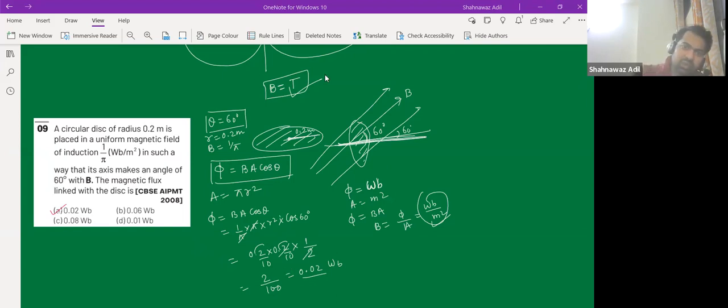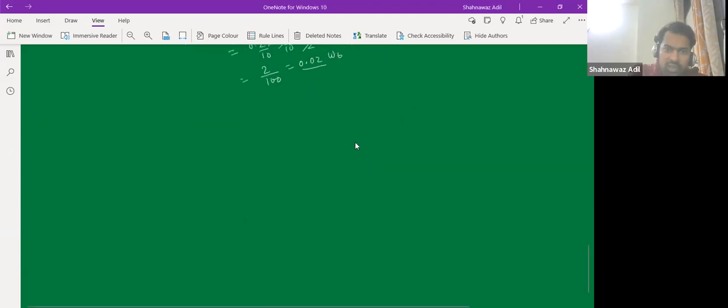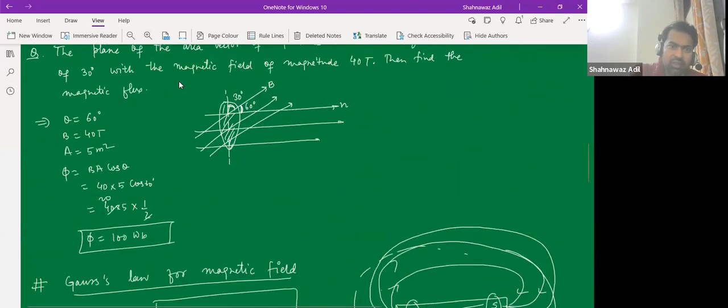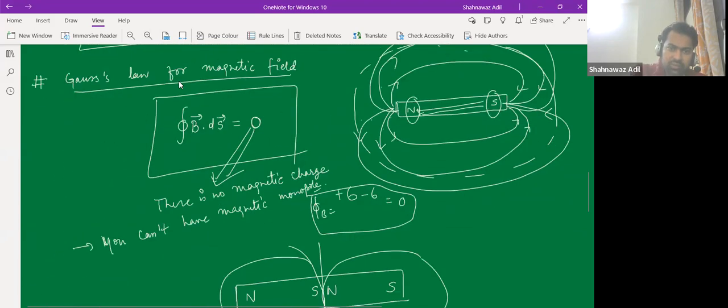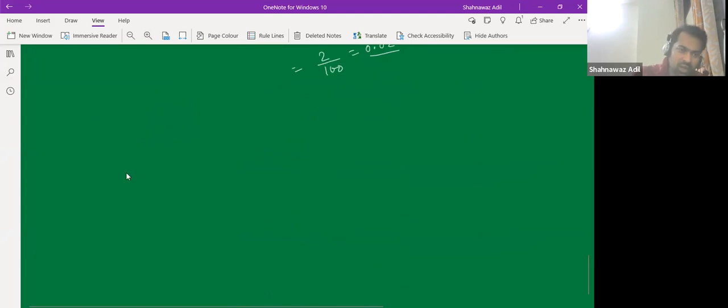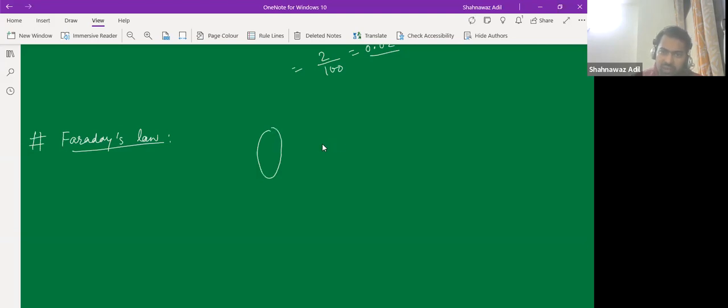Oh, good. So now let us understand the next topic, which is Faraday's law. I will directly write that we have understood about magnetic flux. So let's say you have a coil and then you have this magnet.